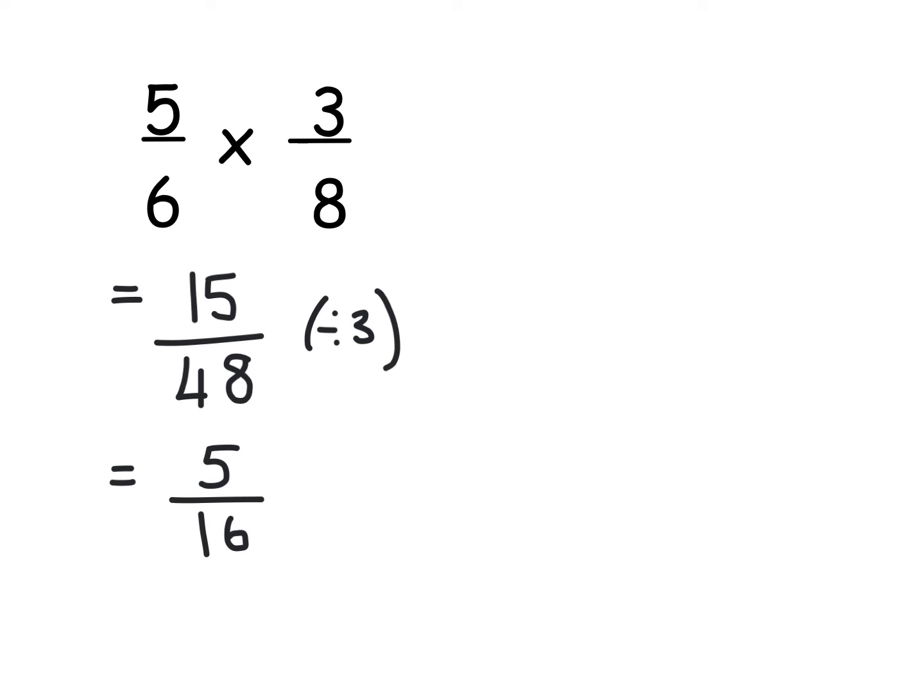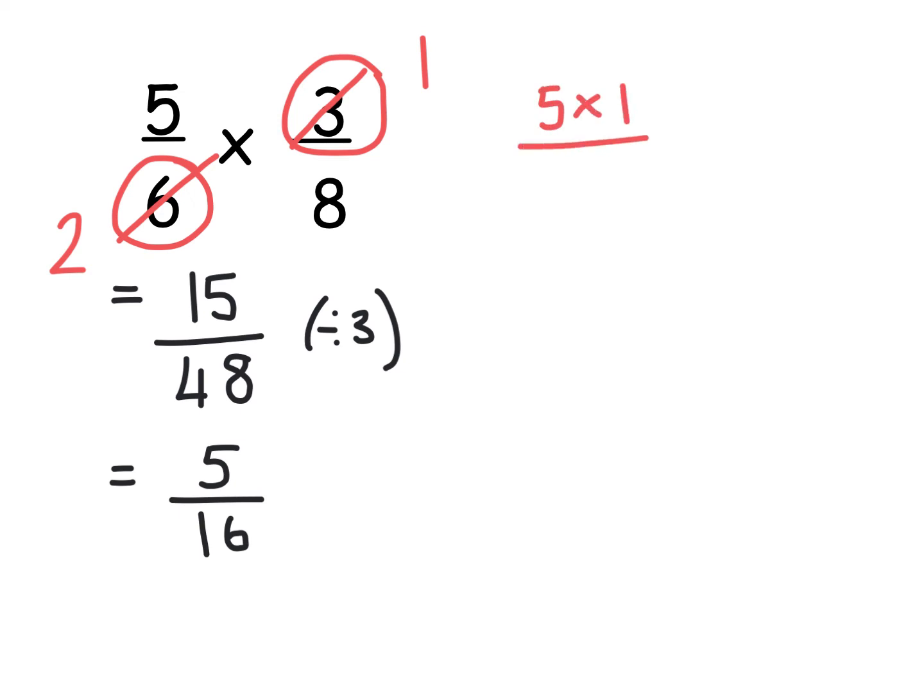Now there is another way. I mentioned these karate chops. So what happens is, in a sum, if you can see numbers diagonally, for example the 3 and the 6, that have something in common, we can cancel them out. So we can score out the 3 and say, right, well 3 divided by 3 is 1. And we can score out the 6 and say 6 divided by 3 is 2. And the sum becomes 5 times 1 and 2 times 8. And then that gives you the 5/16, just ever so slightly quicker.